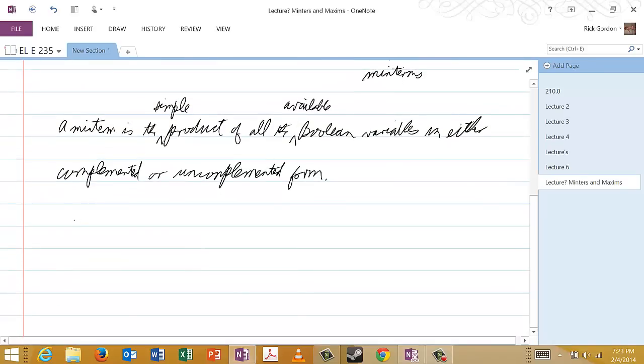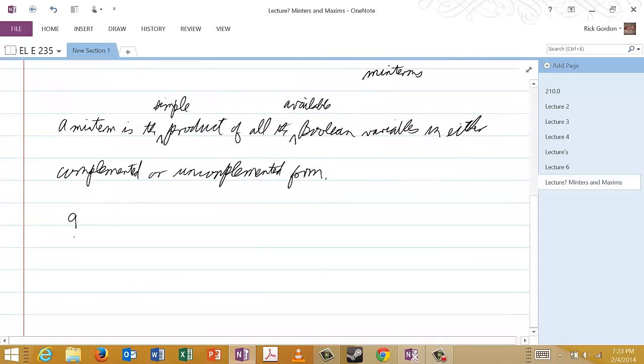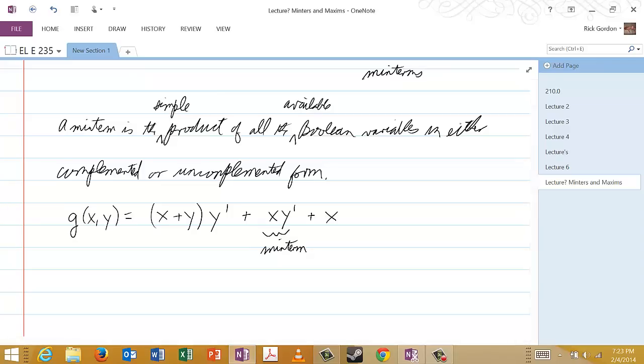Let's look at another example. If we had g of x, y is equal to x or y, y prime, or x y prime, or x, in this case, the x y prime term is the only minterm, and the other two terms are not minterms. Now, to explain that, the reason that this first term is not a minterm is that it is not a simple product. It isn't simply the product of Boolean variables, but it is a product of a Boolean variable with a sum of Boolean variables. So that's why that's not a minterm.